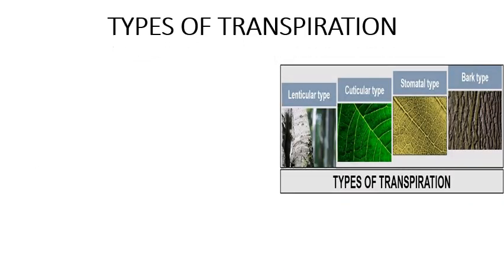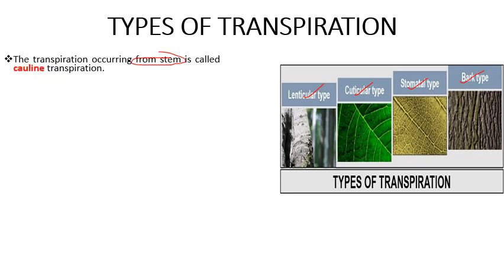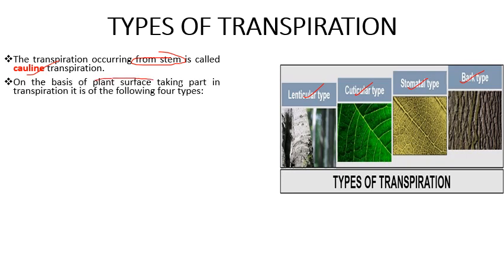Next come the types of transpiration. On the basis of the plant part involved in this process, it is of 4 types: lenticular transpiration, cuticular transpiration, stomatal transpiration, and bark transpiration. Transpiration occurs from the exposed plant parts, mostly from leaves, and even from flowers, fruits or young growing regions of the plant. If transpiration occurs from the stem surface, it is known as cauline transpiration. On the basis of the plant surface taking part in transpiration, it is of the following 4 types.